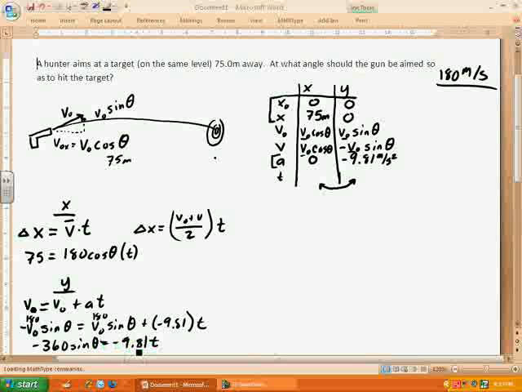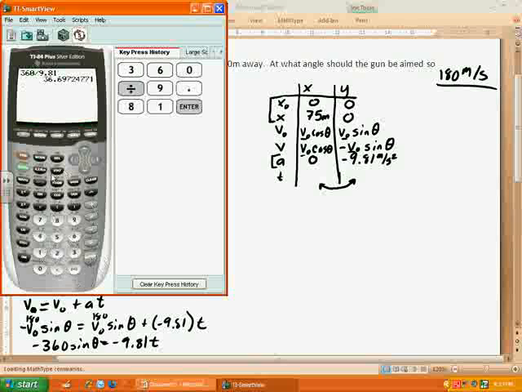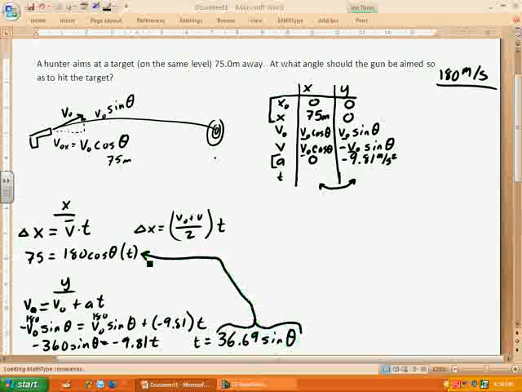I divide both sides by 9.81, so 360 divided by 9.81. Now I didn't write the negatives here just in the interest of time, but you can see that negative divided by negative will be positive, so 36.69. So that gives me that t equals 36.69 sine of theta. Okay, so now I can take this and plug it in to my time in this equation right here. All right, so let's go ahead and do that.